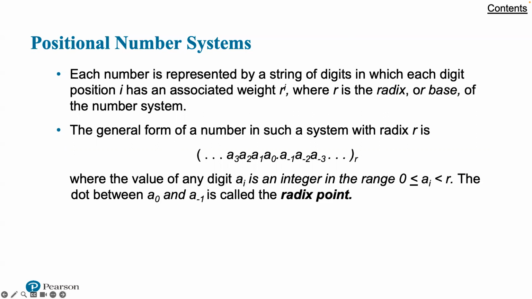The value of any digit a sub i is an integer in the range 0 less than or equal to a sub i less than r. The dot between a sub 0 and a sub minus 1 is called the radix point. The decimal system then is a special case of a positional number system with radix 10 and the digits in the range of 0 through 9.